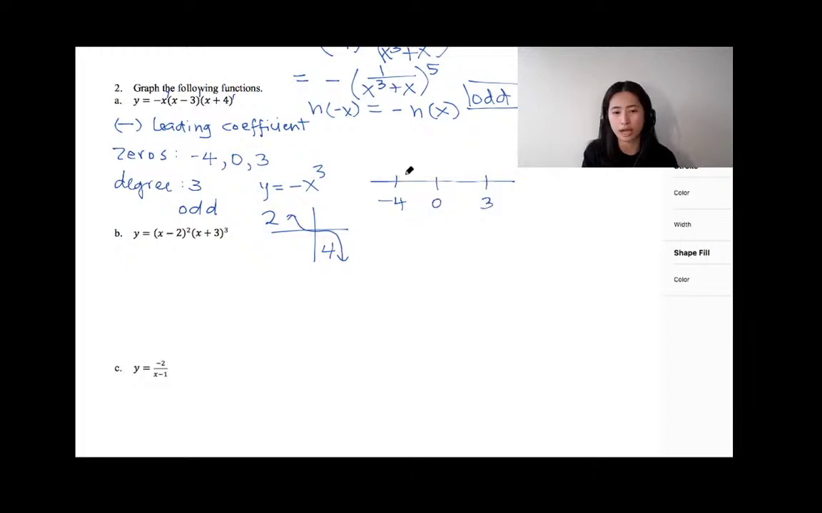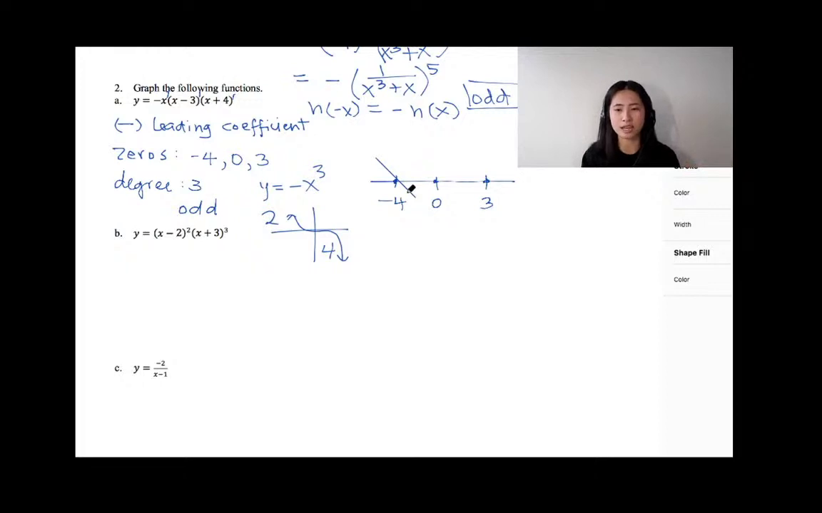Okay, so we know that this is all of your zeros, and first of all, because it's a negative leading coefficient, it's an odd function, you're supposed to start on top of your x-axis, right? This is your x-axis. And because you know that the multiplicity of x plus 4 is 1, that means you're going to cross, right?